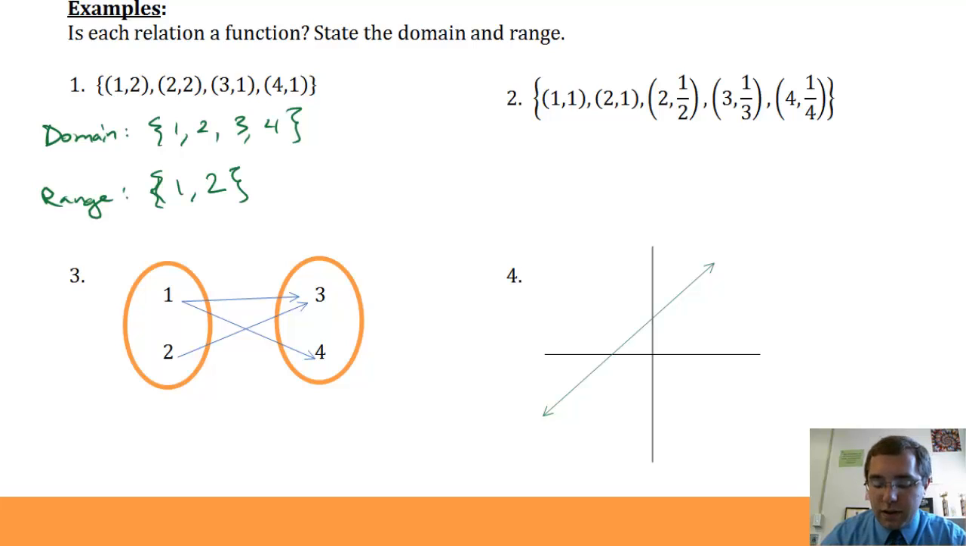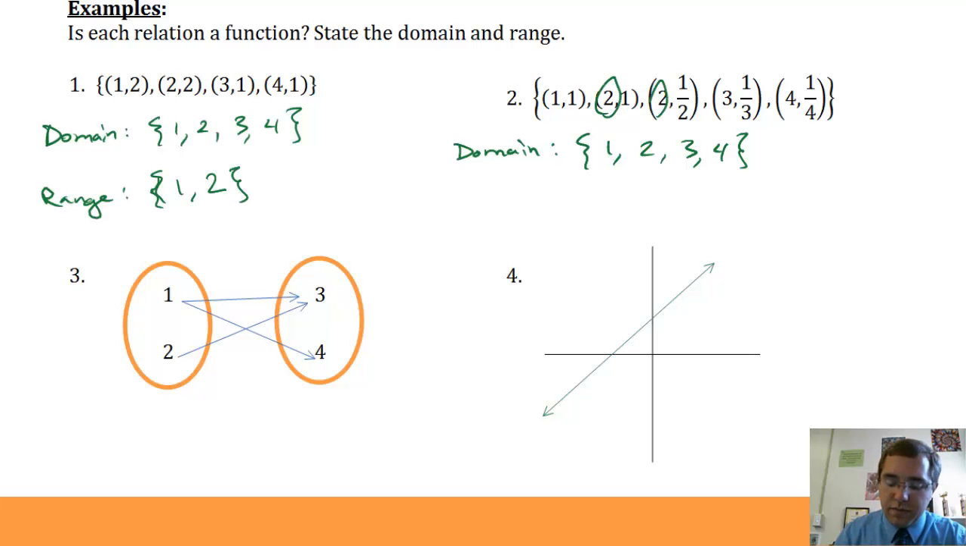Is that a function? Well, let's take a look at the domain. Our domain is the set 1, 2, 3, and 4. Is there something paired with every element of the domain? Yes. Is there only one thing paired with every element of the domain? No. The problem is 2. 2 has two things in the range paired with it, both 1 and 1/2. So that's a problem. This means this is not a function.